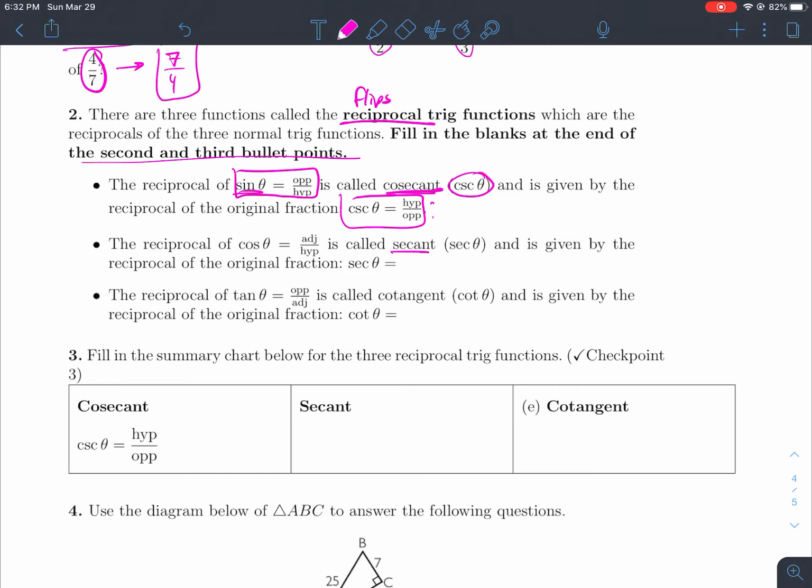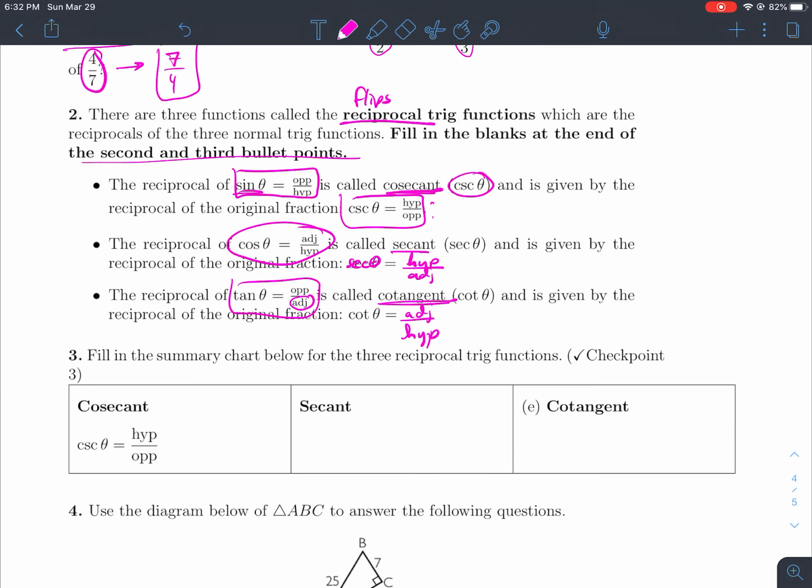See if you can read through the next two to find out the definition of secant and cotangent. Okay, well hopefully you saw for secant, it's just going to be the flip of cosine. So secant of theta is going to be hypotenuse over adjacent. You just flip it. The reciprocal of tangent of theta is called cotangent of theta. So for cotangent, you do the flip, and it's going to be adjacent over opposite.